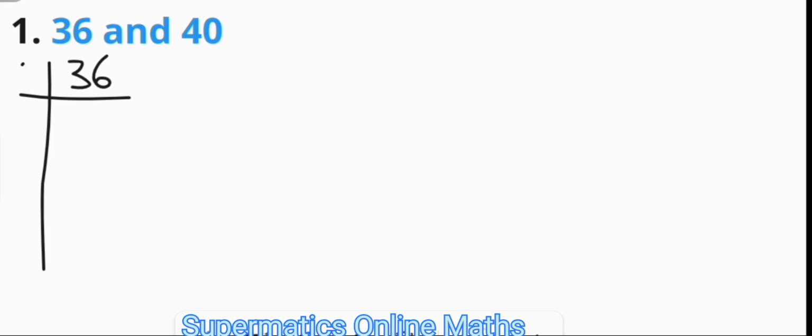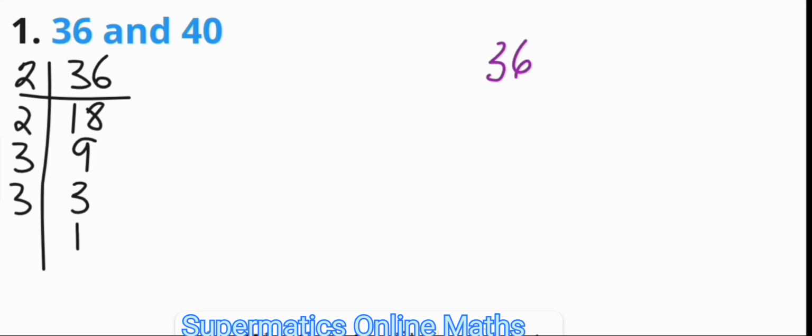Starting with 2, we've got 18. 2 can go in 18 again, so we use it to divide, and that gives 9. And using 3 gives 3, and 3 in 3 is 1. This means that 36 written as a product of its prime factors in index form is 2 to the power of 2 times 3 to the power of 2.